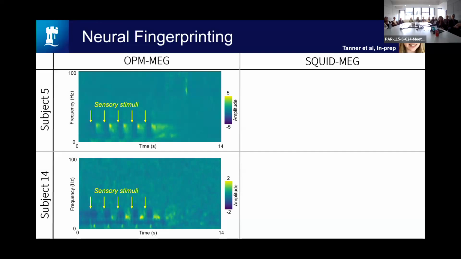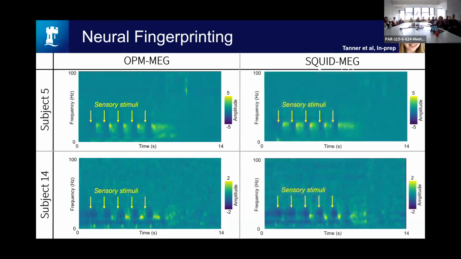That's the OPM data. When you look at the SQUID data, again recorded completely independently, again lower signal to noise, deeper blue bits. The beta rebound seems to get bigger as the trial goes on, whereas in this subject, they don't.